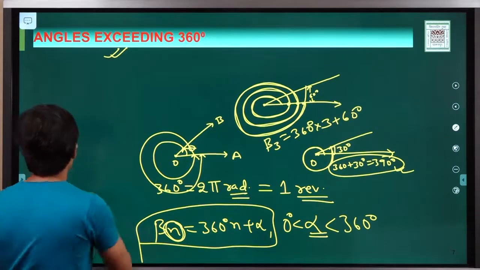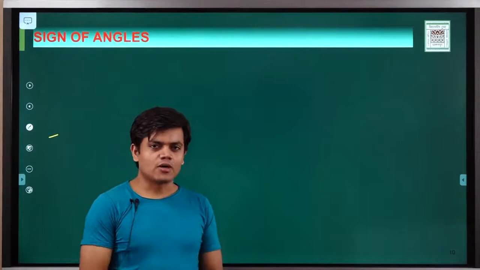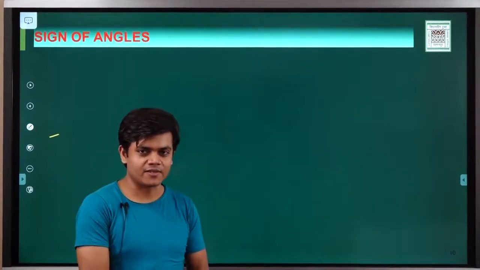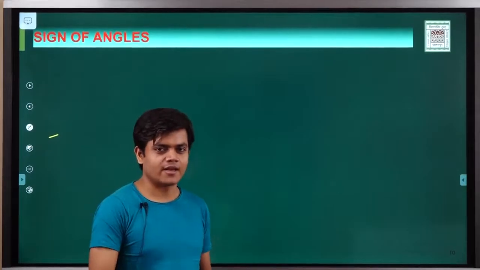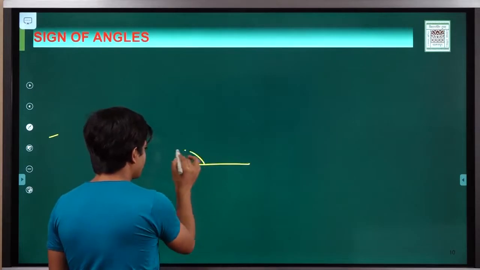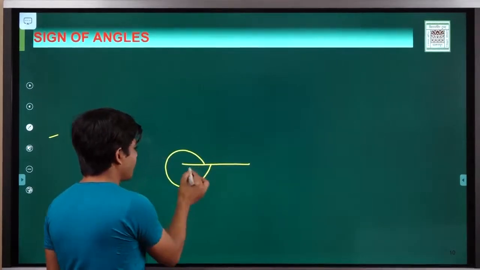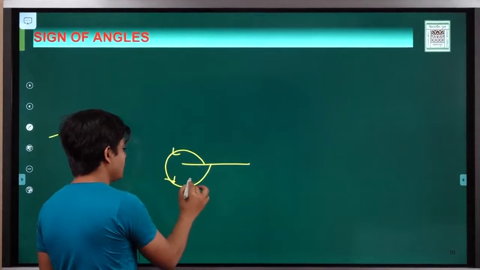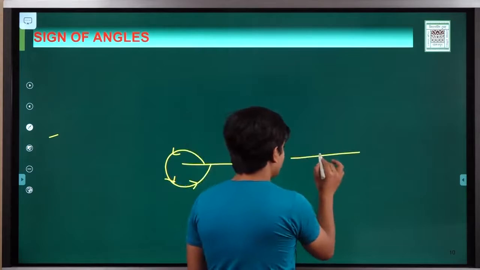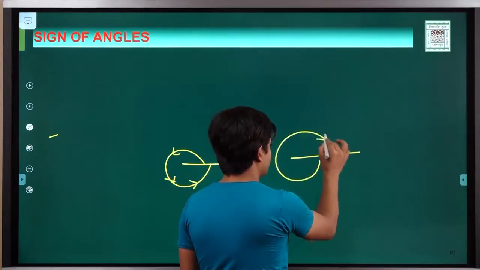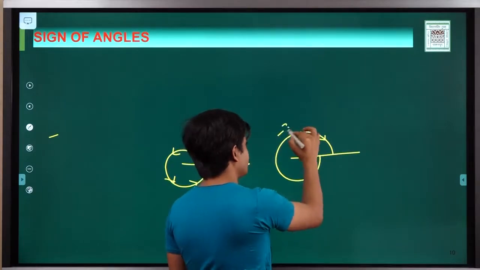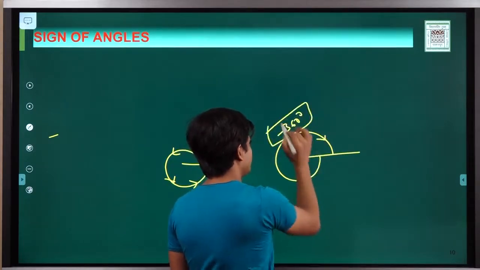Okay. Now let's discuss something more interesting. Now we are going to discuss the sign of angles. It has already been discussed in our previous lectures. However, let's go over it once. Okay, so think, if the rotation is in the anti-clockwise direction, then we take the angles as positive. But if the rotation is in the clockwise direction, in one complete revolution, minus 360 degree angle is going to be made.